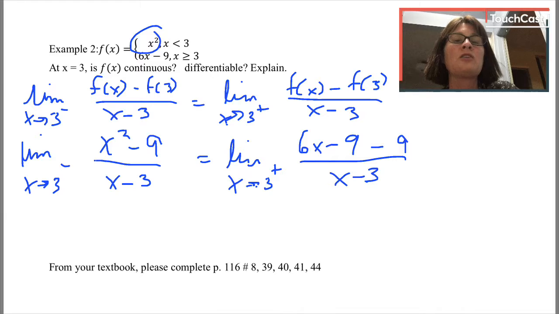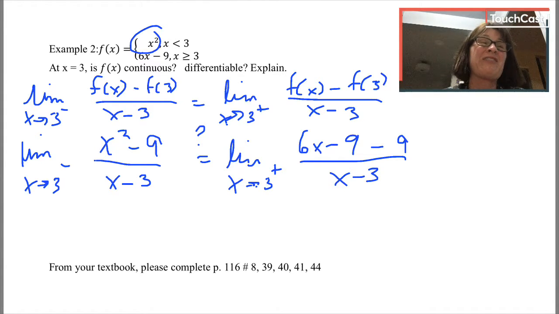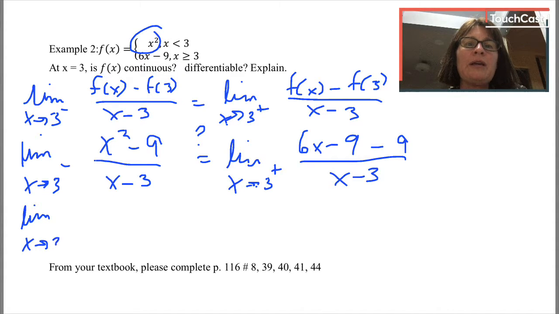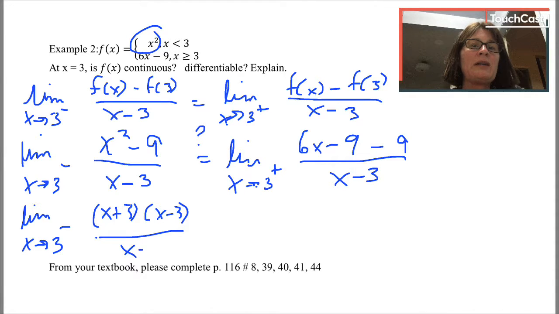So I could put a question mark here just to indicate for myself that I don't actually know these two things are equal. I'm trying to show that they're equal. I'm trying to find out if they are or are not equal. Well, the limit as x goes to 3 from the left. I can't replace x with 3 because I'm going to have a 0 over 0 problem. But I can factor this: x plus 3, x minus 3 over x minus 3. Those are going to cancel.